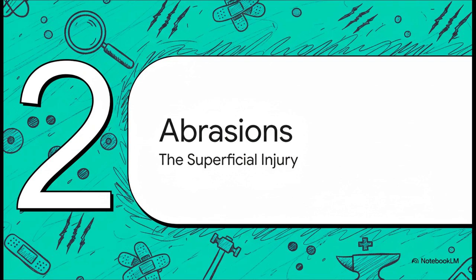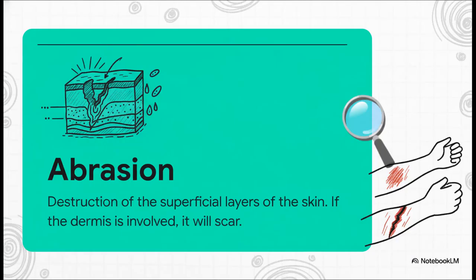Now, these are the most common type of blunt force injury you're going to see. And they're super important because they can give us some major clues about what happened, like which direction the force came from. From a medico-legal standpoint, that's absolutely vital information. So what exactly is an abrasion?